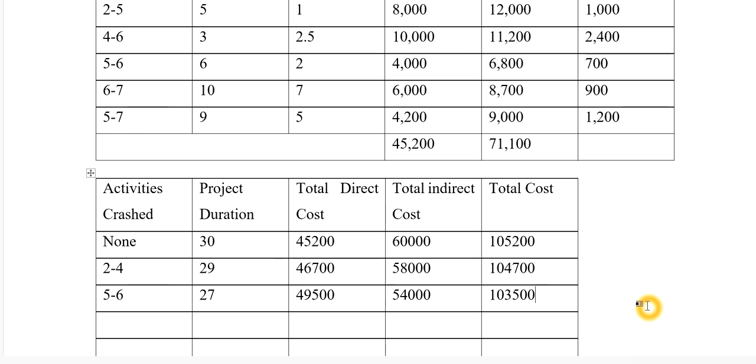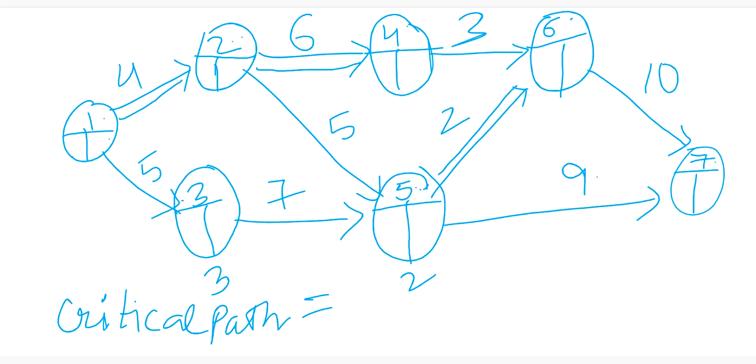1,03,500. Now I will make the third set of network, and before that the activity which I have crashed just now is 1 to 2. So I'll see what would be the project duration and the total cost after crashing 1 to 2. Now moving forward. So now I'm going to start next set of network.